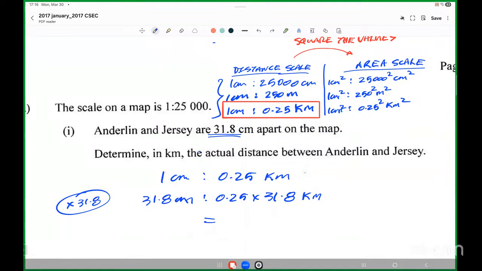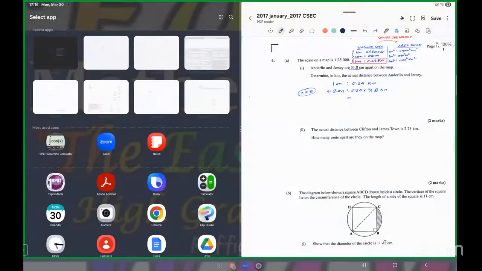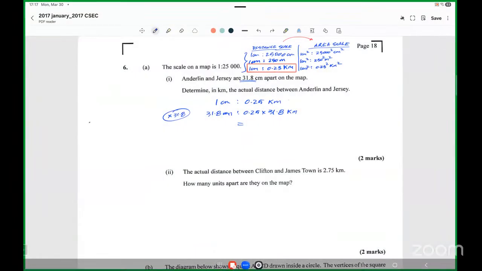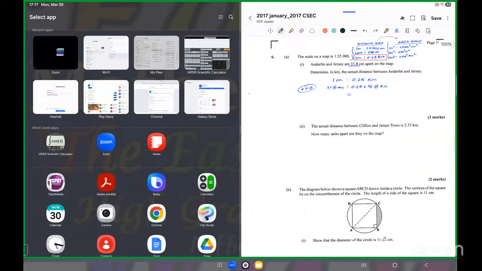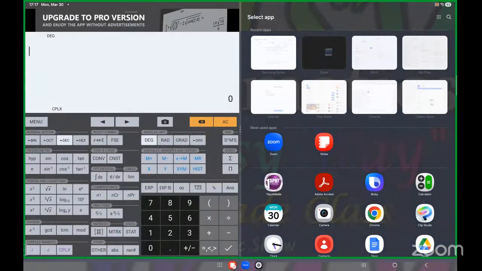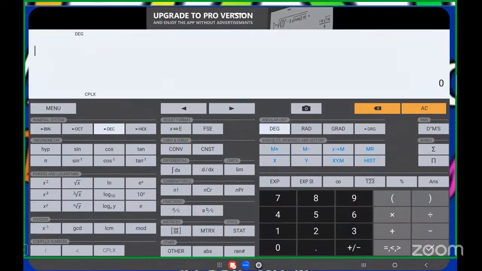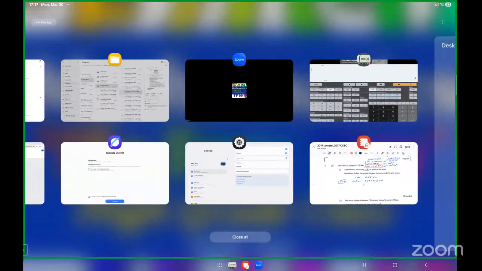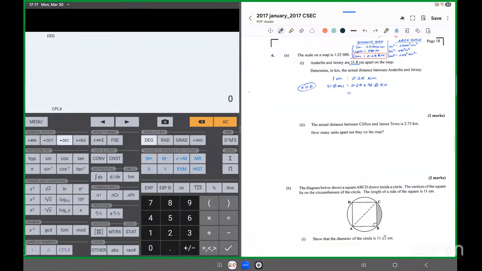Let me see if I can get my calculator up here. Hold on. This is it. So I need to split the screen. Perfect. Hold on, guys. Trying to get the calculator. Let's try. I don't know why I'm putting that on this side. But anyway, let's work with it.